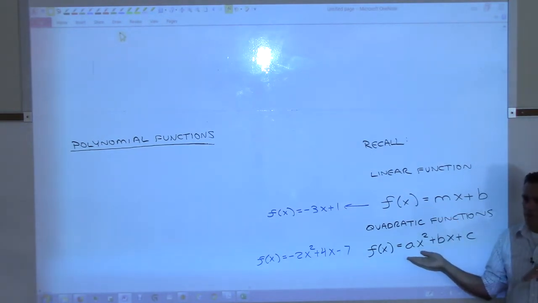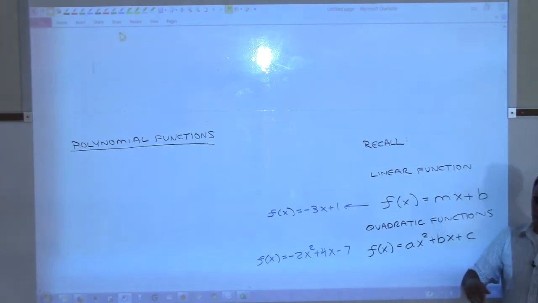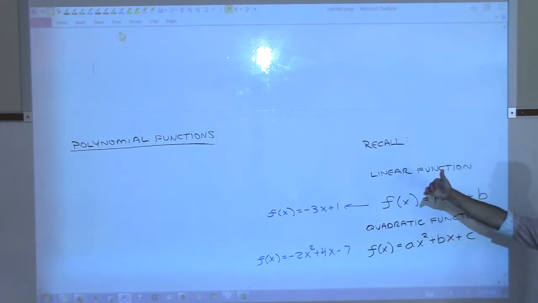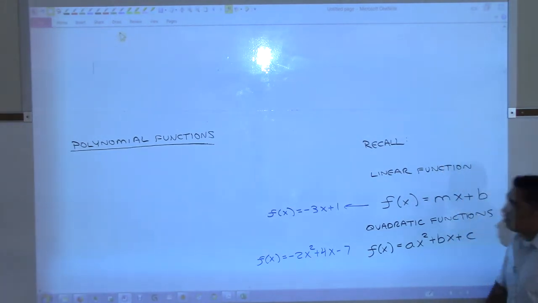Quadratics, I tried to convince you that they're valuable, you know, parabolas and objects on Earth falling, throwing things through the air, right? All that. I tried to convince you that they're important. And now we move on to the next category of functions, which are called polynomial functions, all right?